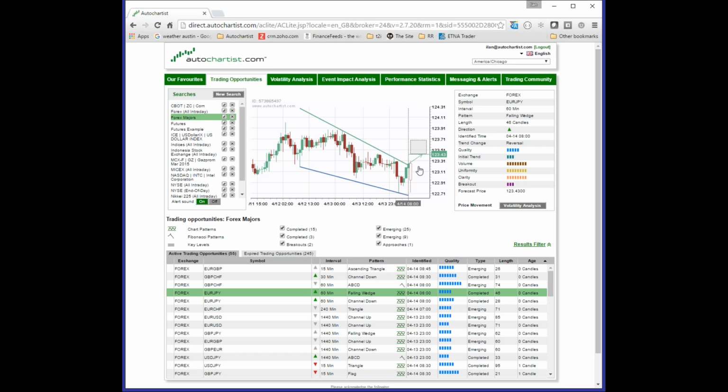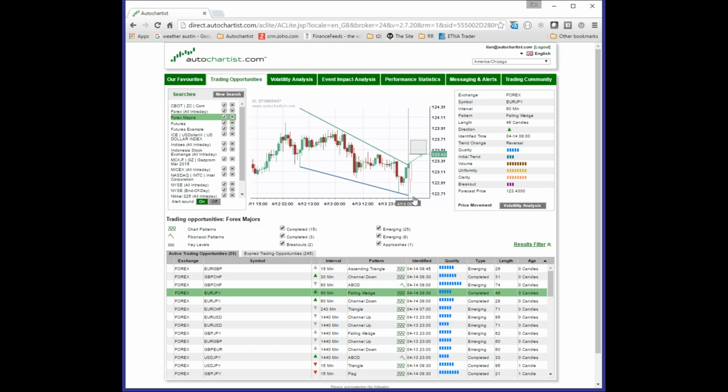Now, what our challenge at Autochartist was to figure out a way of measuring the quality of our forecasts that is independent of the stop loss strategy. So this is why we chose to simply measure whether a price hit the target region or not.